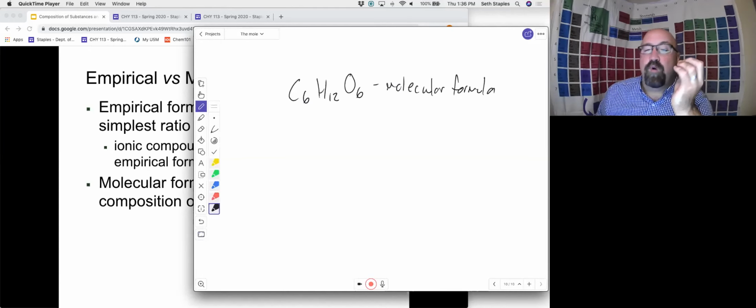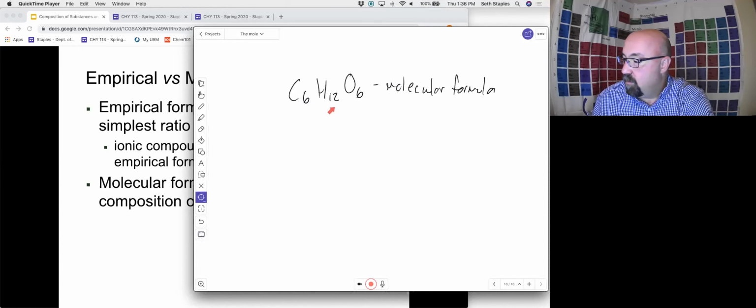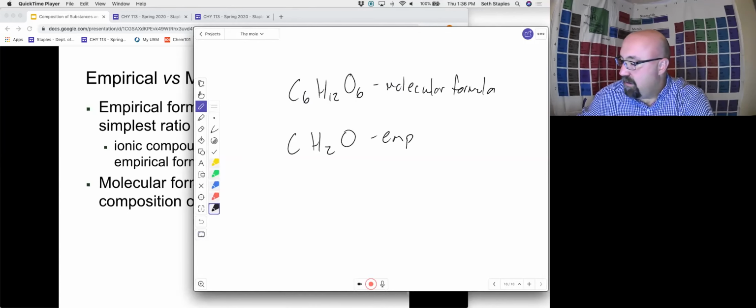The empirical formula for glucose is going to be the simplified version of this. And so we could break this down to its lowest whole number ratio by dividing each of these terms by 6. So if we divide each of these by 6, then we get CH2O. That is now our empirical formula for glucose. And so it's our simplest whole number ratio.